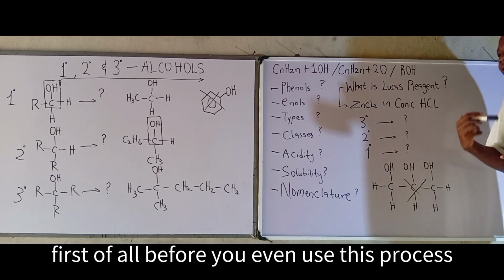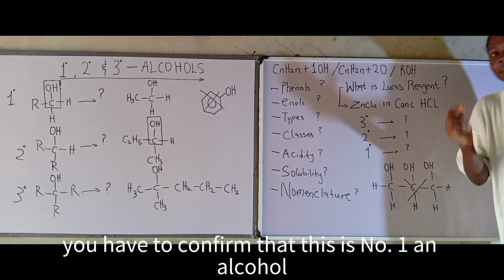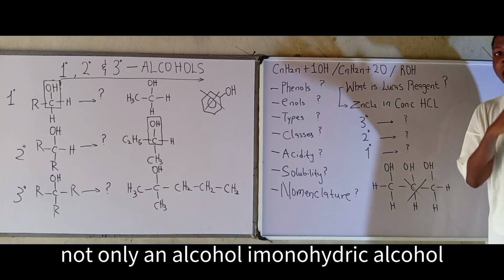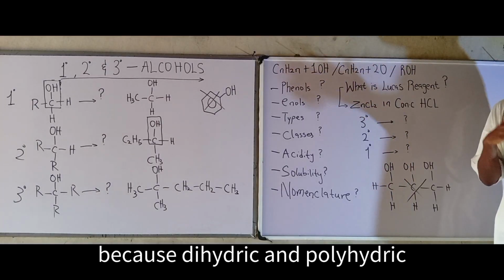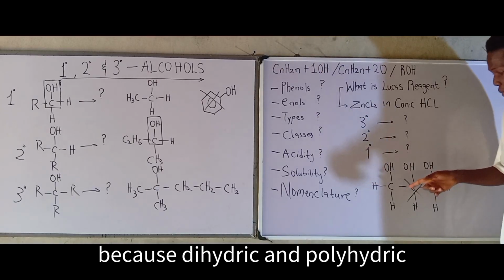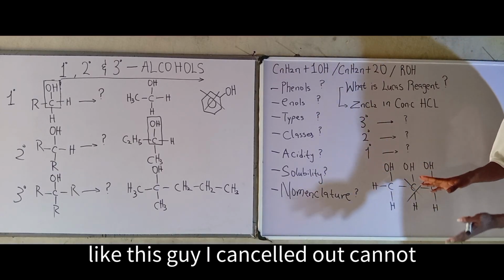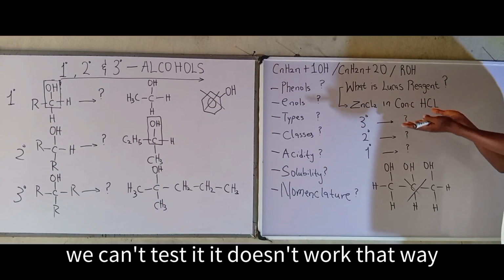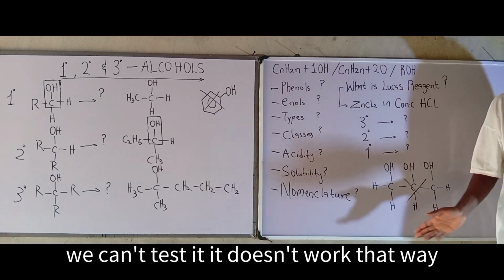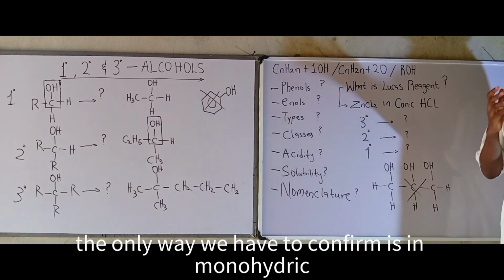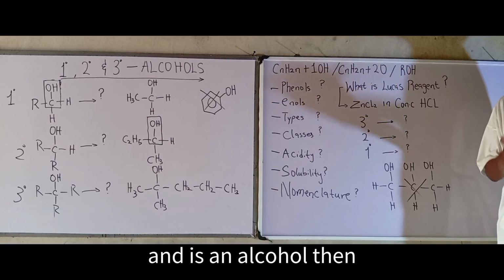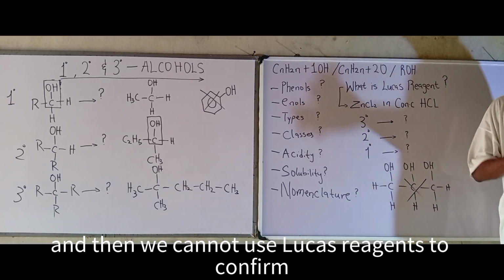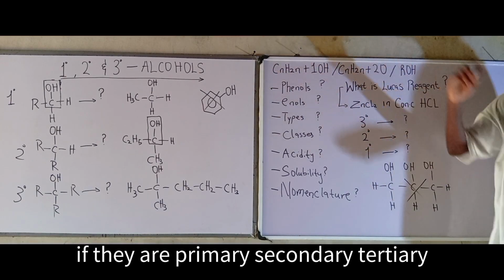Now, how do we identify? First of all, before you even use this process, you have to confirm that this is, number 1, an alcohol. Not only an alcohol, a monohydric alcohol, because dihydric and polyhydric, like this guy I cancelled out, cannot function here. We can't test it. It doesn't work that way. The only way is to confirm it's a monohydric alcohol. Then we can now use Lucas reagent to confirm if they are primary, secondary, or tertiary.